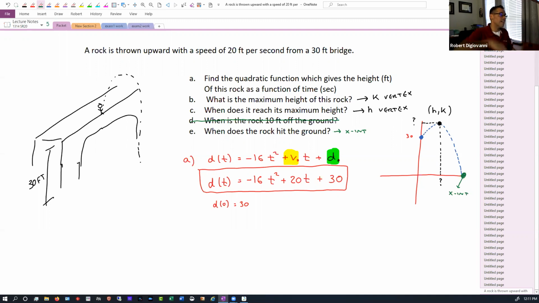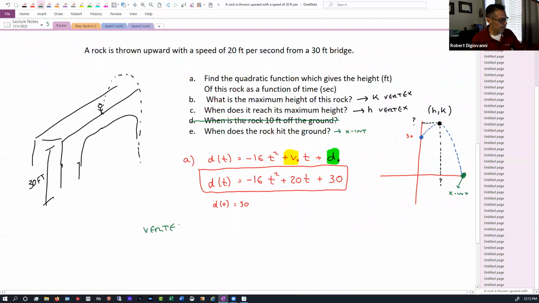So if you want to know the maximum height, you're looking for K. If you want to know when it reaches its maximum height, you're looking for H. And if you want to know when it hits the ground, you're looking for the X-intercepts. So let's just crank it out. Let's go get the vertex.